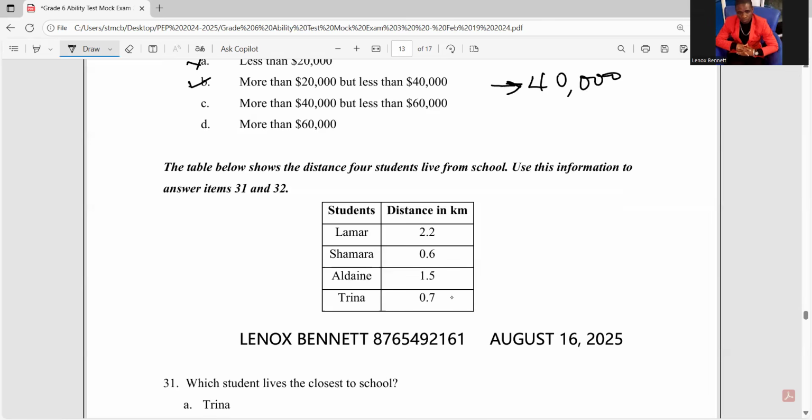So we're at where the others stop. See me have my number there? That's where we stop with the other class. So anyone can join the morning class or evening class. We are at the same page, all right? The table below shows the distance 4 students live from school. Use this information to answer 31 and 32. So we're gonna do 31 now.